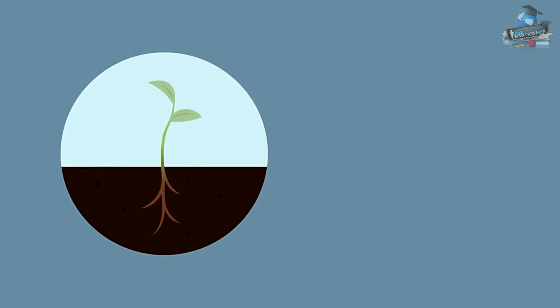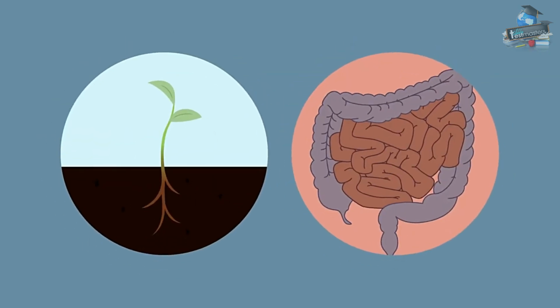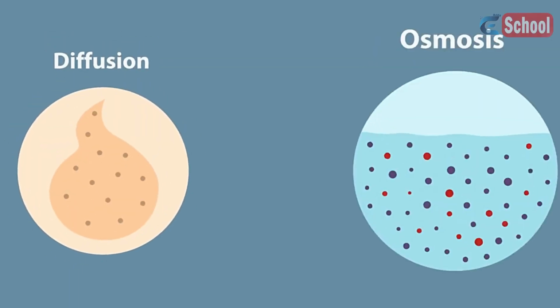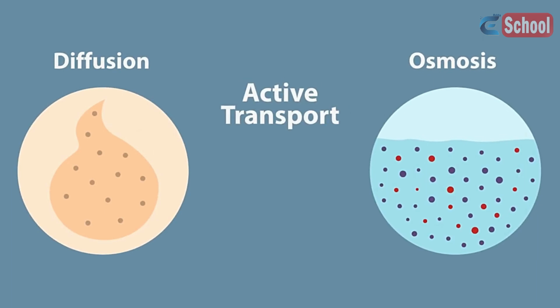The absorption of water by plant roots and the absorption of water in the small intestine and the colon all use osmosis. So we know all about the movement of gases and water, but what is active transport for? Watch part 2 to learn about active transport.